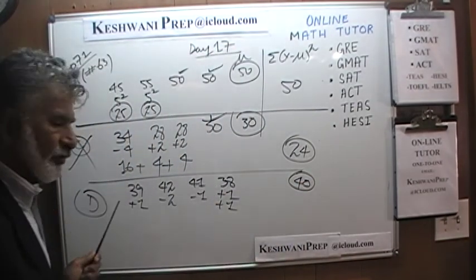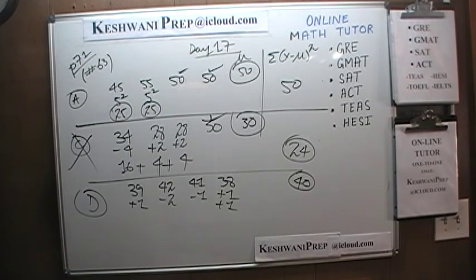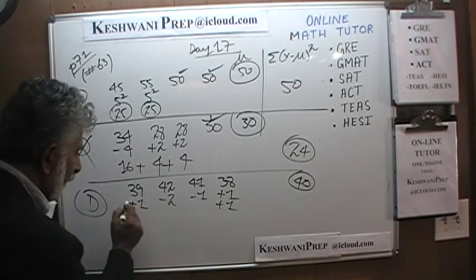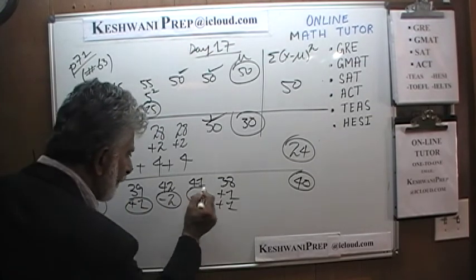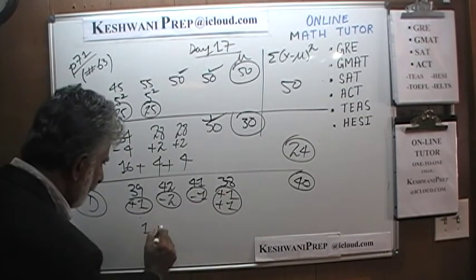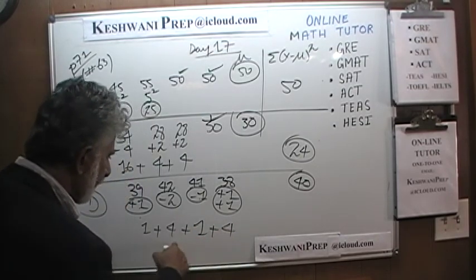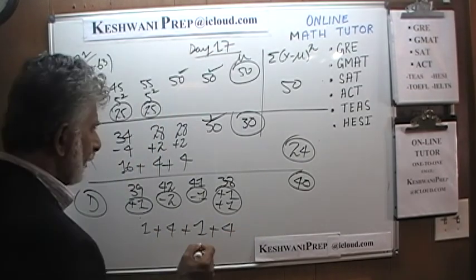Not only is the mean 40, but as you can see, they are also very close to 40. They're not too far apart. So if you square these quantities, they're going to be very small quantities. 1 squared is just 1, 2 squared is 4, 1 squared is 1, and 2 squared is 4. 4 plus 4 is 8. It's just 10. This guy is 10.